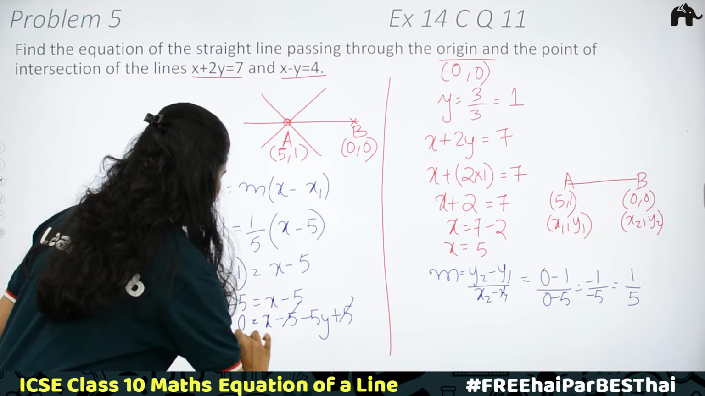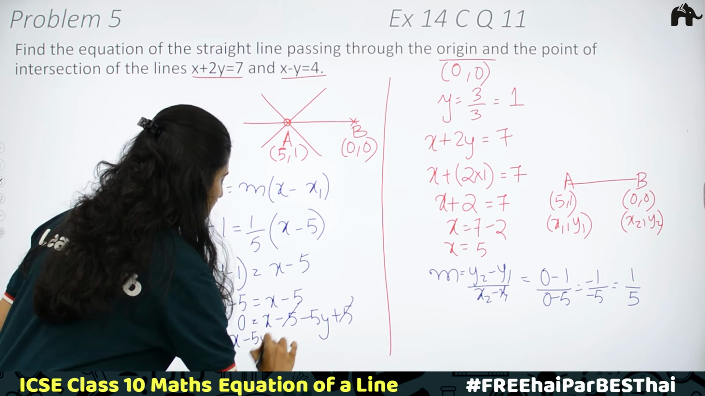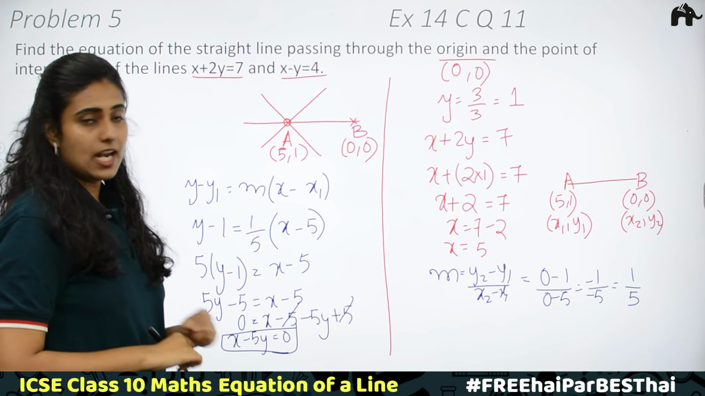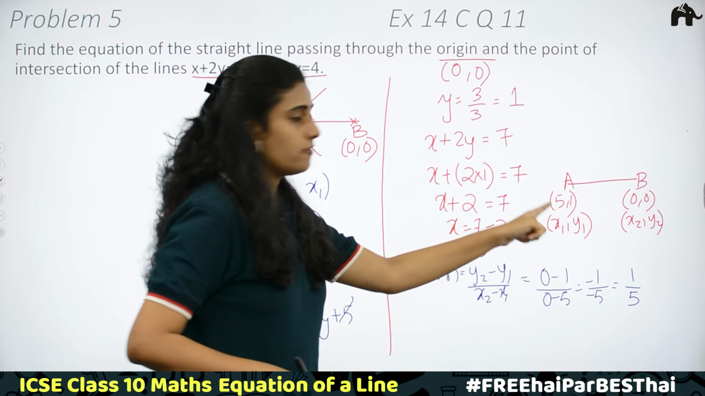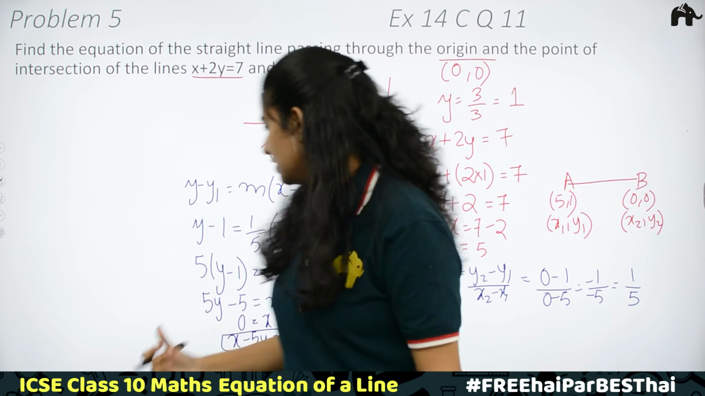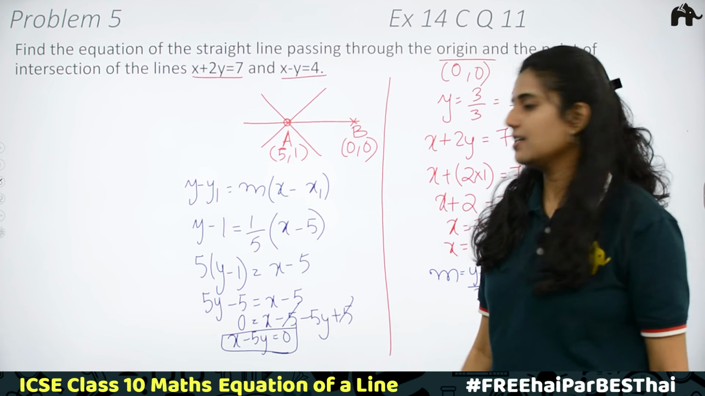We are having x minus 5y is equal to 0, which is the required equation of the line which passes through the point of intersection A and the origin B. Clear? So, this is your final answer, x minus 5y is equal to 0.